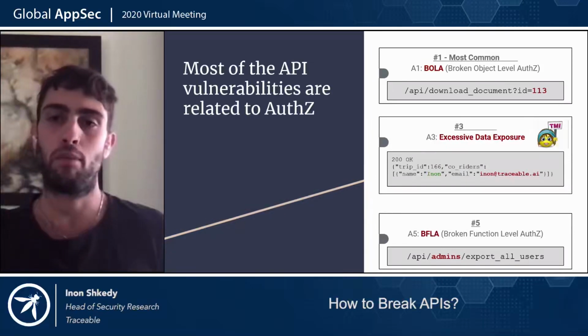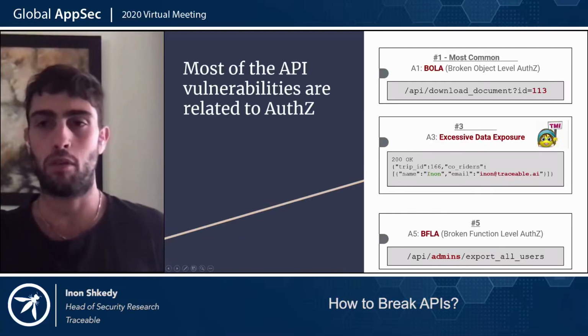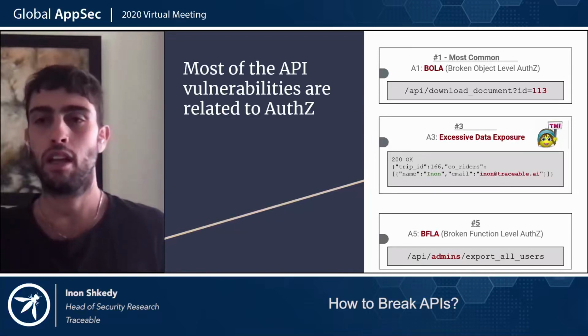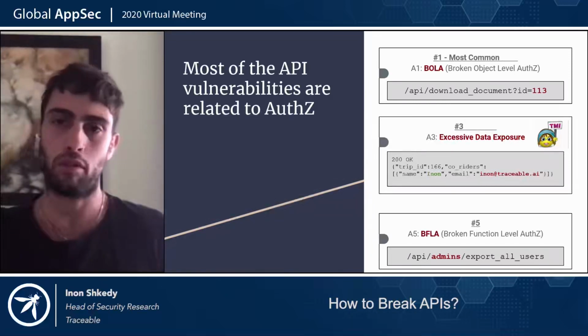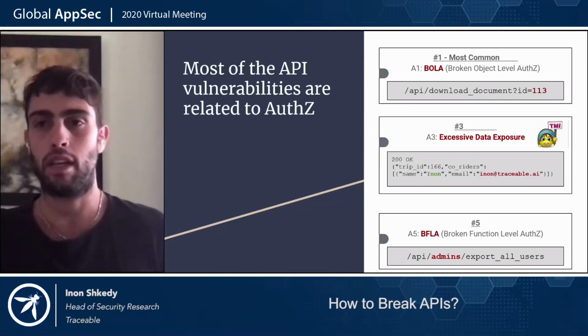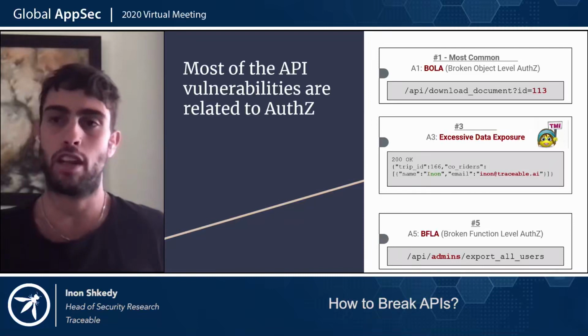So the most common API vulnerability is BOLA, broken object level authorization. You probably know this vulnerability as IDOR, insecure direct object reference. It's basically a vulnerability that allows you to access IDs that belong to other users. In this case, I'm trying to download a document. My client would send an API call to download file number 113, which is legit because this is a file that belongs to me. But then I just change the ID from 113 to 114, and I access a file of a different user.